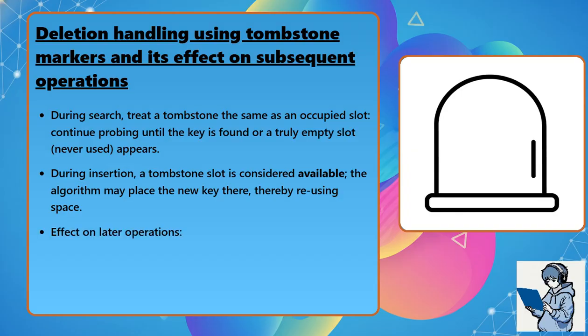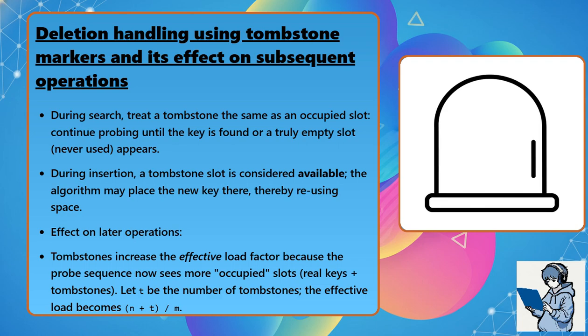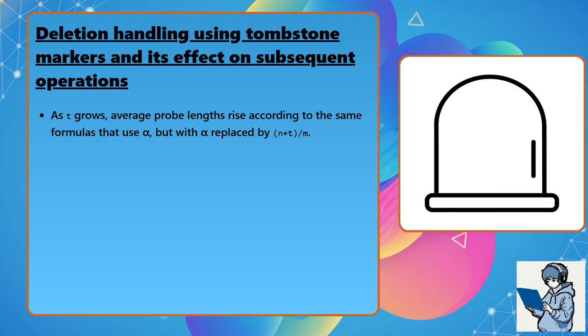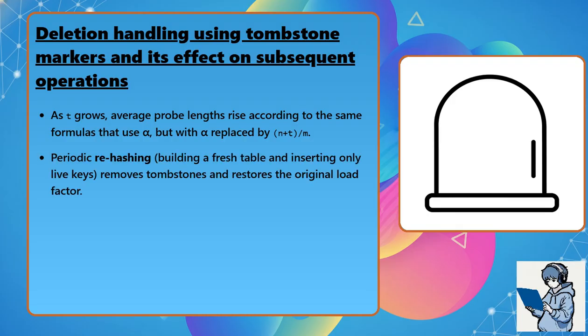Effect on later operations. Tombstones increase the effective load factor because the probe sequence now sees more occupied slots, real keys plus tombstones. Let T be the number of tombstones. The effective load becomes (N + T)/M. As T grows, average probe lengths rise according to the same formulas that use α, but with α replaced by (N + T)/M. Periodic rehashing, building a fresh table and inserting only live keys, removes tombstones and restores the original load factor.